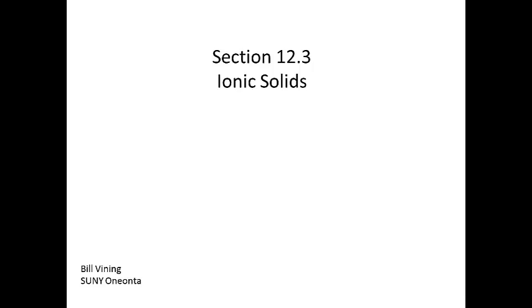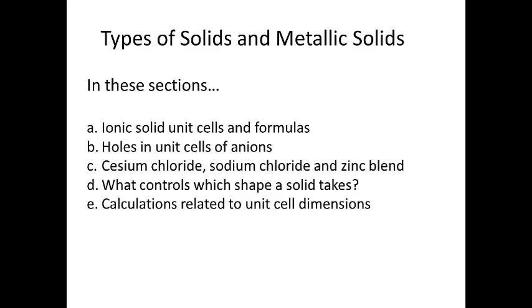This is the lecturette for section 12.3 involving the structure and properties of ionic solids. What we'll be looking at is ionic solid unit cells and formulas, how we describe those in terms of unit cells of anions with holes inside which cations reside, and we'll look at some important unit cells, and then we'll talk about what controls the shape.